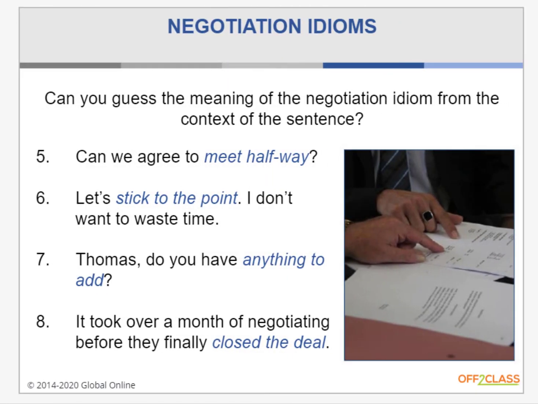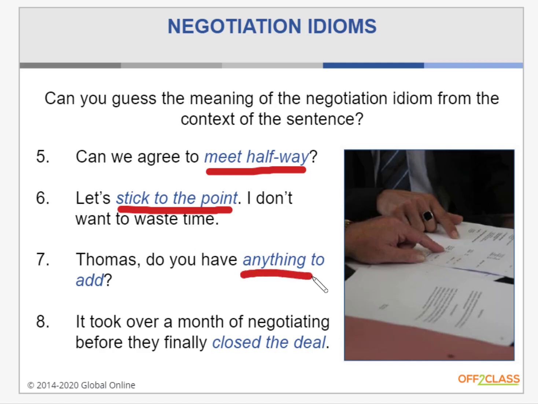So here's some more idioms to try and guess. Can we agree to meet halfway? Why would we need to meet halfway? Meet halfway to what? What do you think that means? Let's stick to the point. I don't want to waste time. Well, why would sticking to the point, what does that have to do with wasting time or not wasting time? What does stick to the point have to do with that?